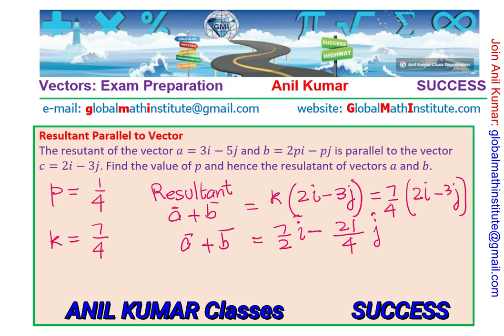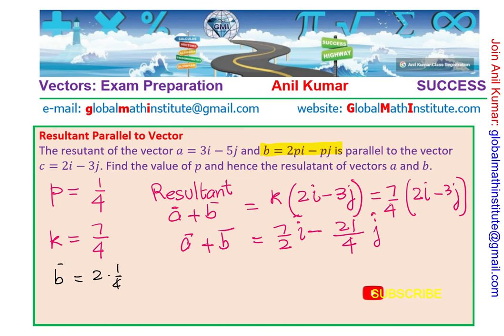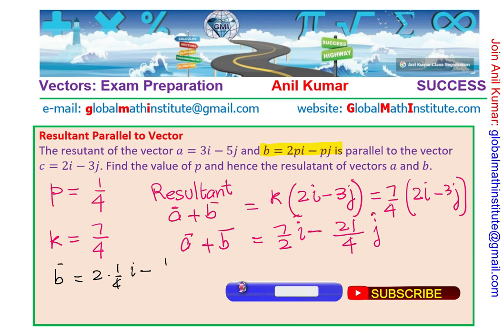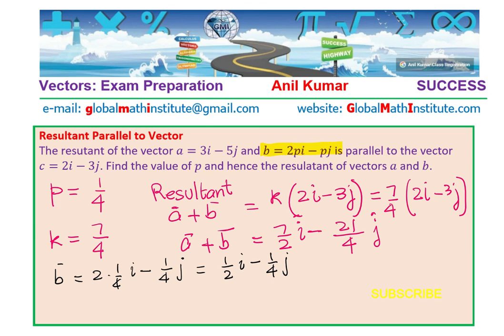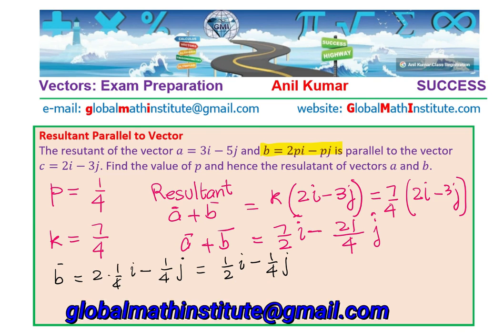Sometimes you may be asked to find what vector B is. You can substitute the value of p and rewrite vector B also. It will be 2 times 1 by 4 i minus 1 by 4 j, or it can be written as half i minus 1 by 4 j. Makes sense? So we got the value of vector B also. I hope it makes sense.